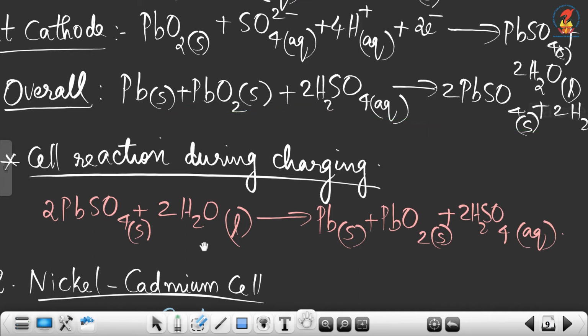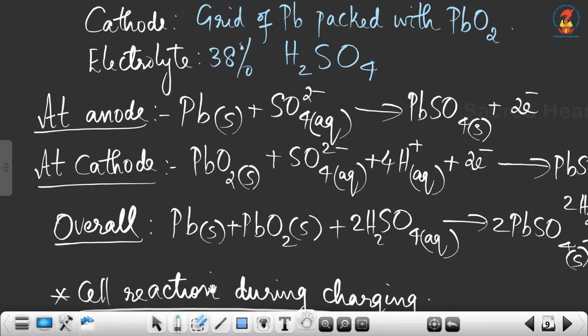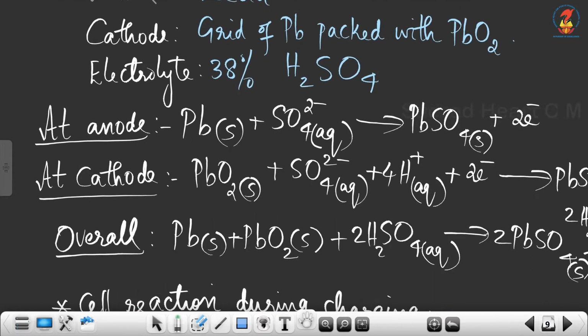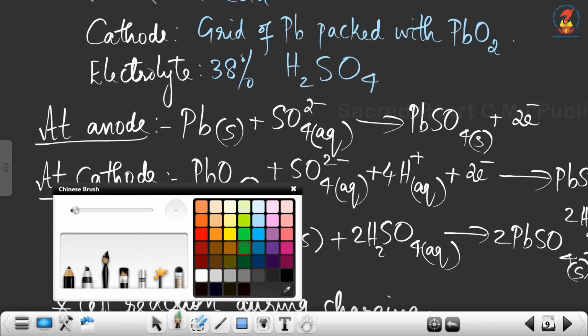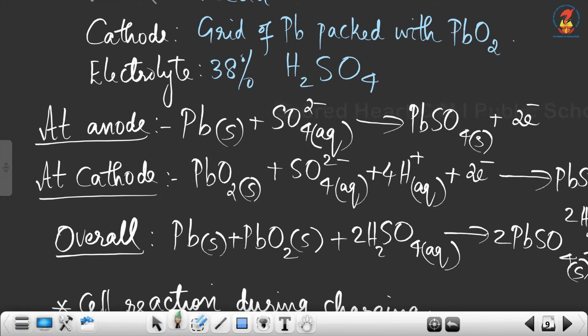Same way, we can see all the anode and cathode reactions also get reversed, which means the anode reaction will be the reverse of this. Now this will change. During charging, anode will become cathode and the reaction at cathode is reduction. So, the reduction will be the reverse of this. That is PbSO4 plus 2 electrons giving Pb plus SO4 2 minus.